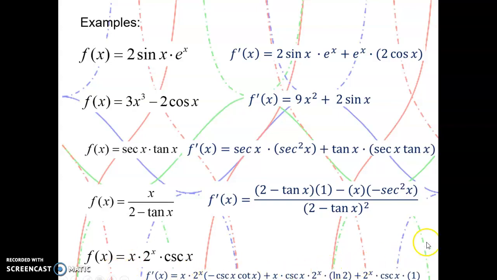Again, we could leave it like this. We could pull out a GCF if we wanted to simplify a little bit.